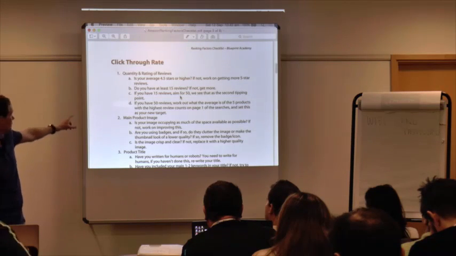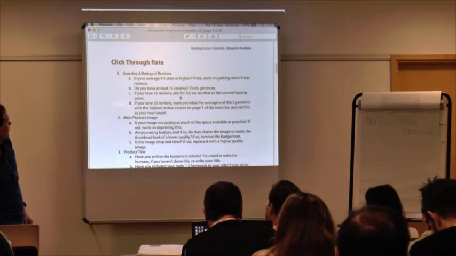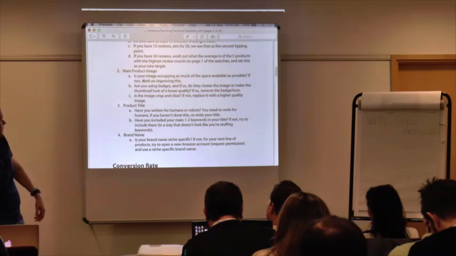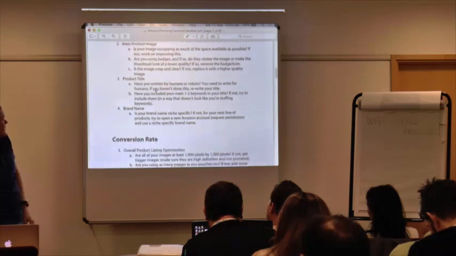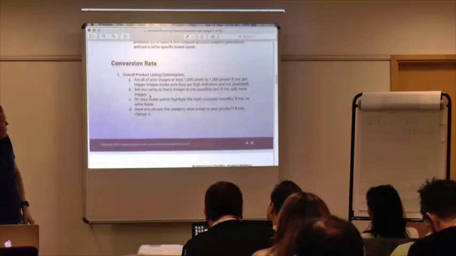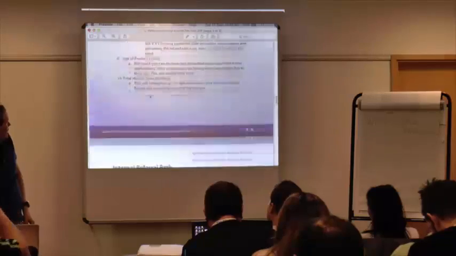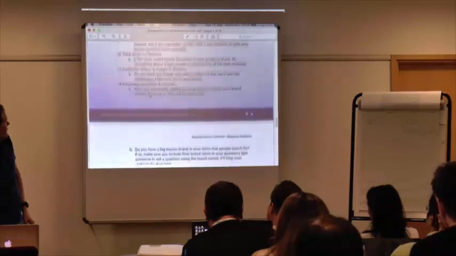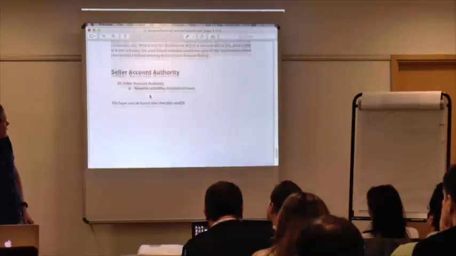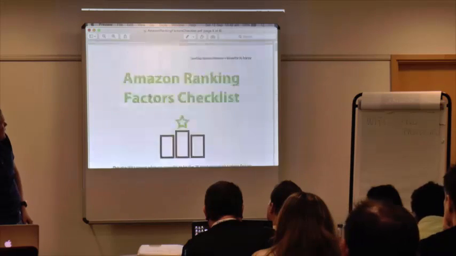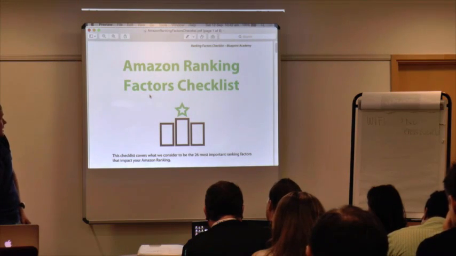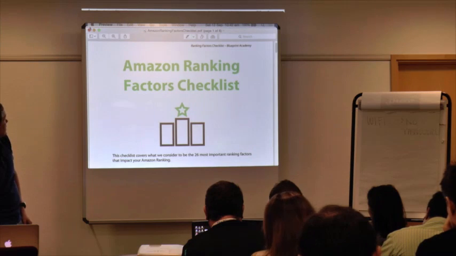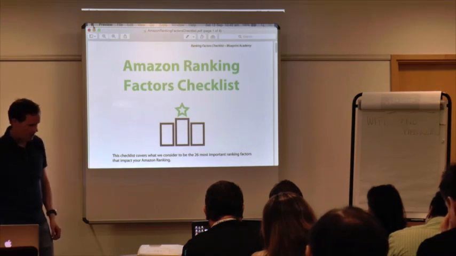Go through and say, okay, what's the quantity of my reviews? What about the product image? Is it fulfilling these kind of best practices? Product title, conversion rate, your sales history, everything we've just been through, this is basically a little checklist that you can use, and that's already available in the members area in the London section, I think. So you'll have that there as well.